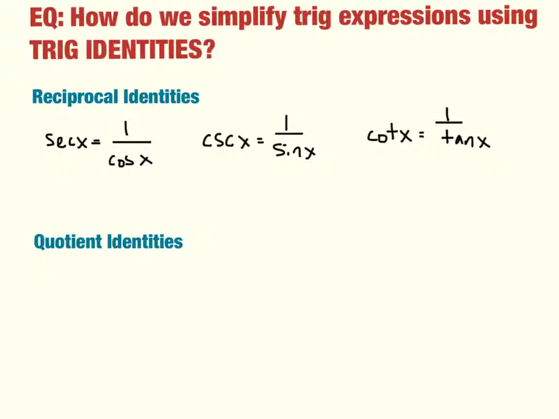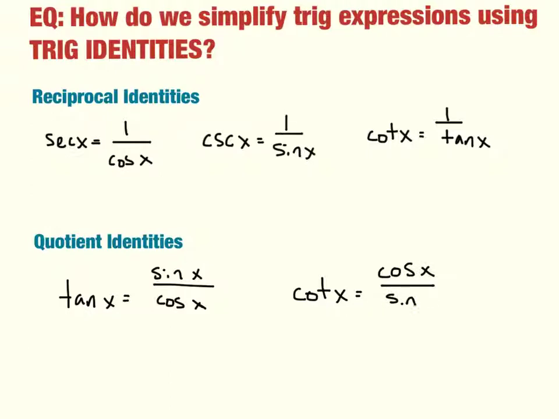The quotient identities, that's if we have tangent or cotangent. We're just going to break it down further into just sines and cosines. So the tangent of x is equal to the sine of x over the cosine of x. And the cotangent of x is the cosine of x over the sine of x.